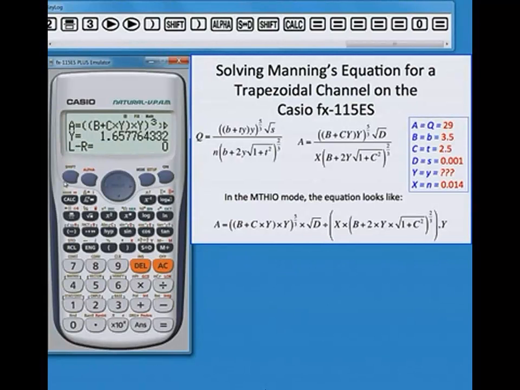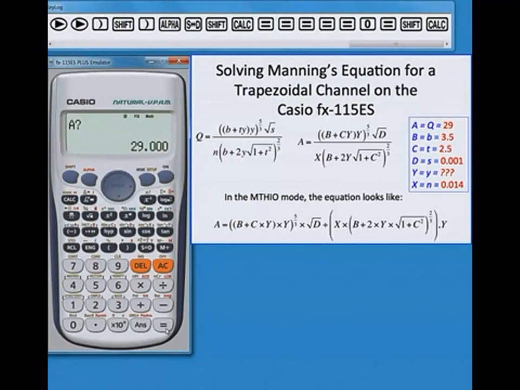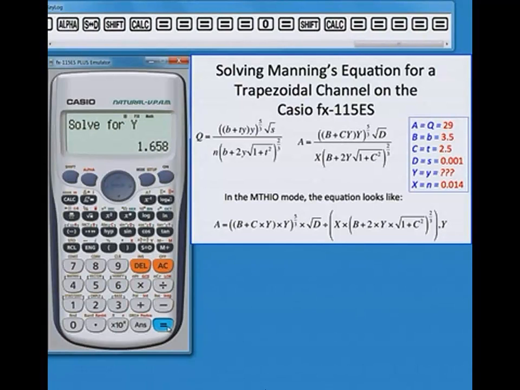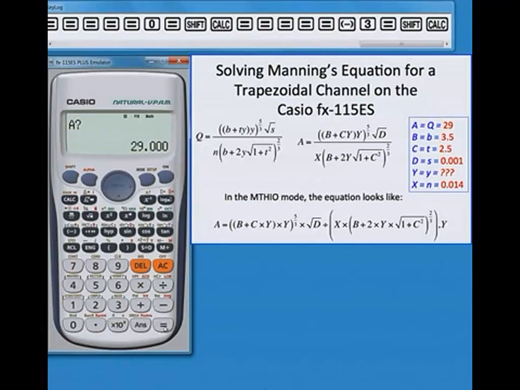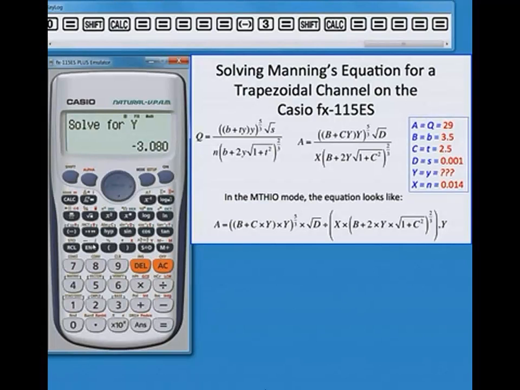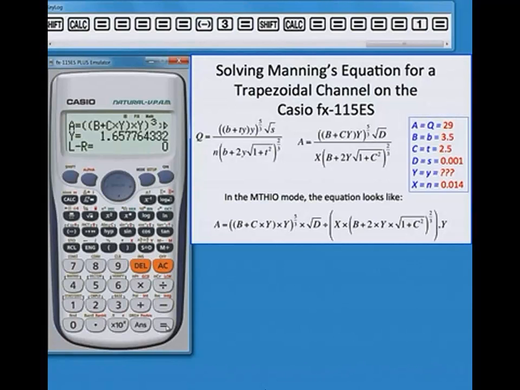If I hit shift solve again and enter the same values for everything except Y, maybe I'll enter a stupid value like -3 and hit solve, it's going to come up with a negative answer. That simply means that there's another solution, impractical or nonsensical solution, that you need to ignore. So give it a good starting value. Shift calc, put in values for A, B, C, D, X, and for Y we'll put in 1 as a starting value. And notice we come up with the right answer.